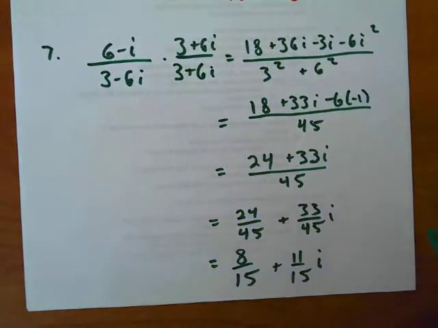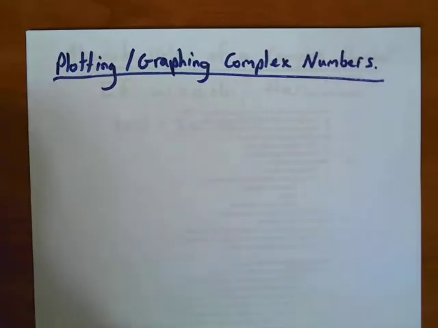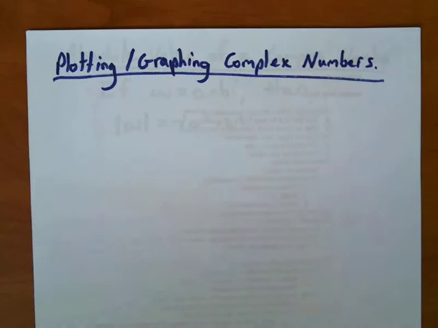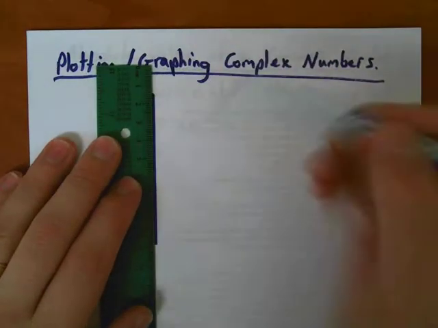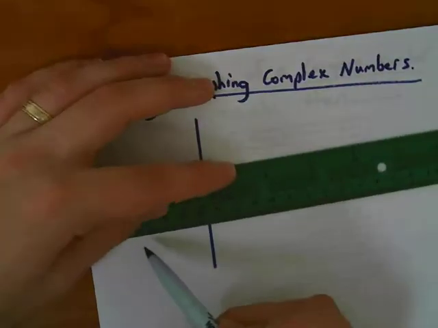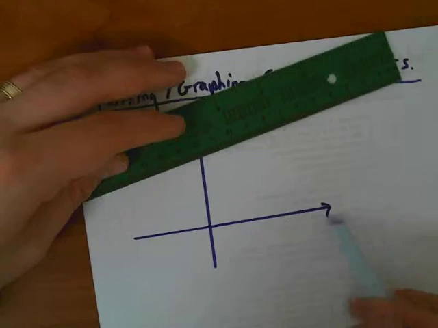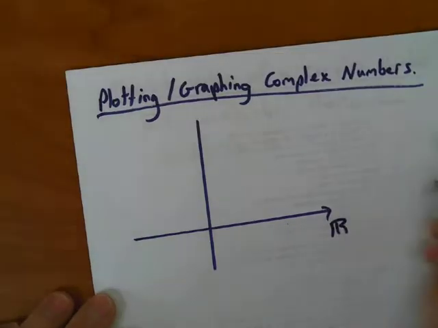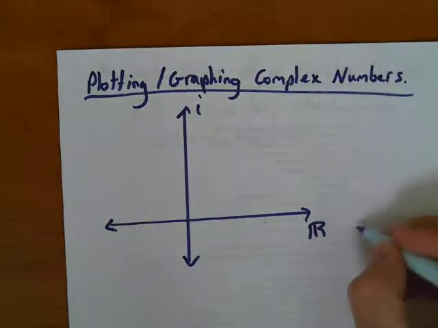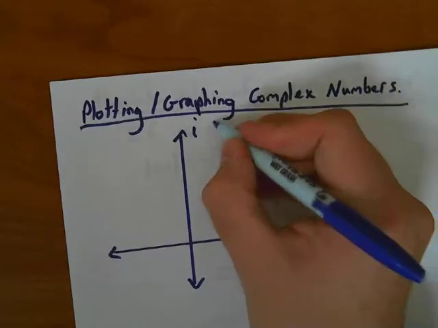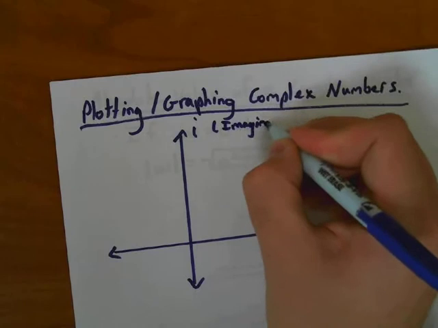So all we really have left is plotting and graphing complex numbers, and this is not too bad. Graphing complex numbers is very similar to graphing regular numbers. But with this one, our axes aren't an x and a y axis. We have a real axis, and we have an imaginary axis. So this is the real axis, and this is the imaginary axis.